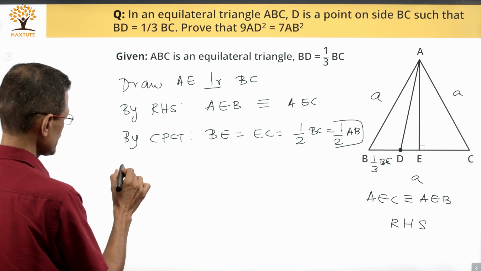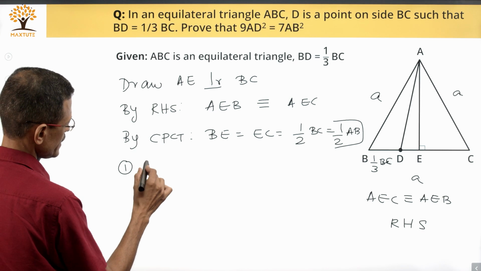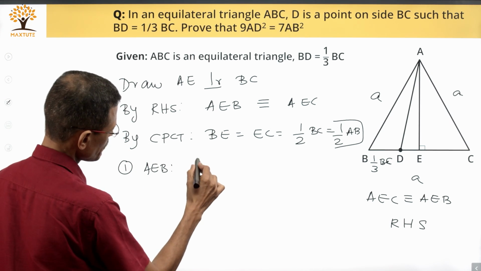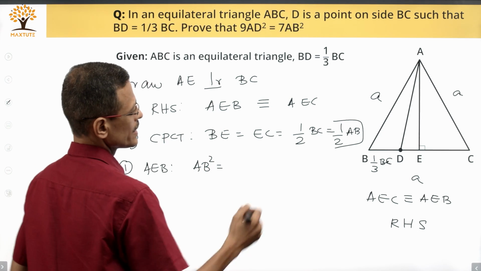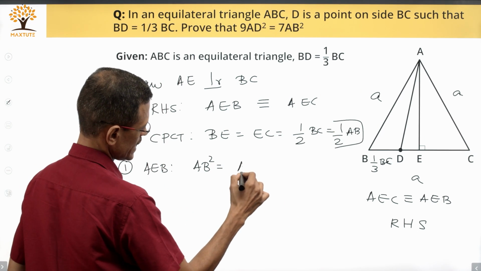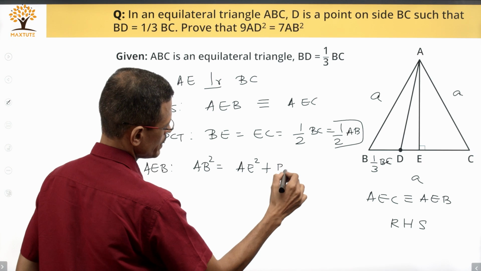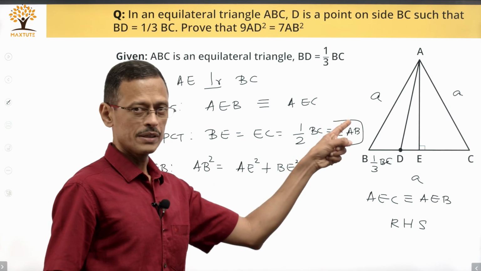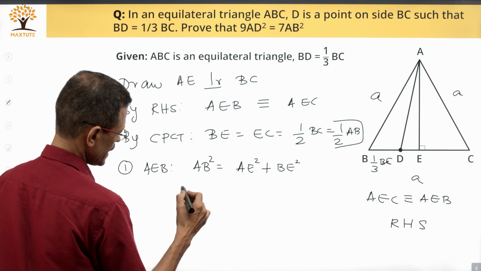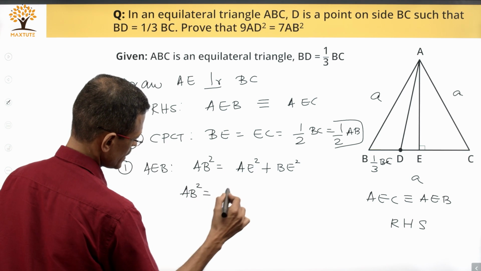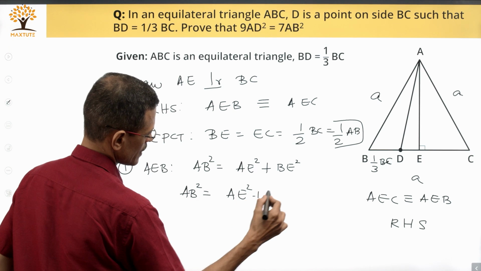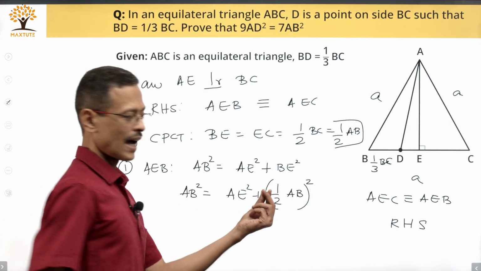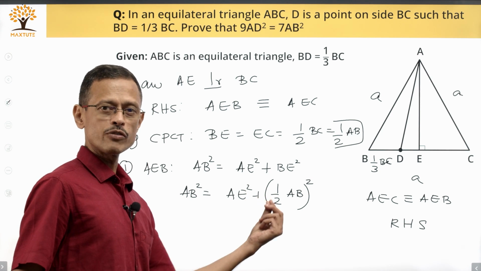Let's start with triangle AEB, a right triangle. Applying Pythagoras theorem, hypotenuse square, which is AB square, is equal to the sum of the squares of the other two sides, AE square plus BE square. We found that BE is equal to half AB. Let's plug that in. So AB square is equal to AE square plus half AB the whole square. Half AB square is nothing but 1/4 of AB square.